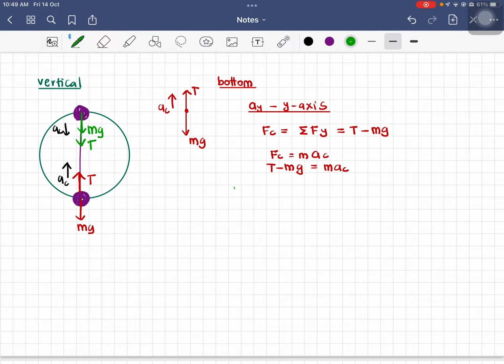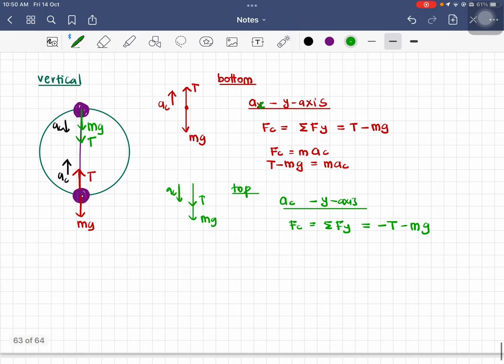So now at the top, you will have something like this. T awak ke bawah. Awak punya mg pun ke bawah. Dan AC awak ke bawah. Still, your AC is in Y component, Y axis lah. That means you punya FC must be equal to summation of Fy. So here, your summation of Fy should be negative T minus dengan mg.